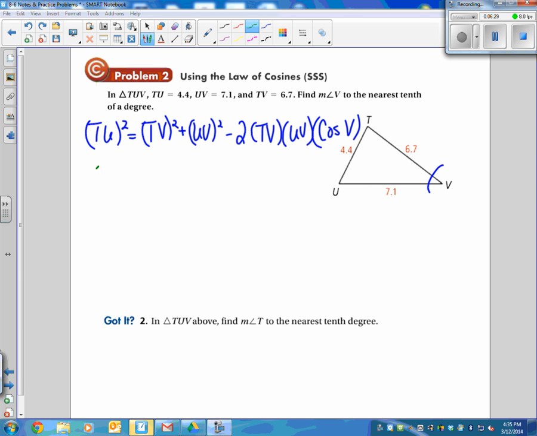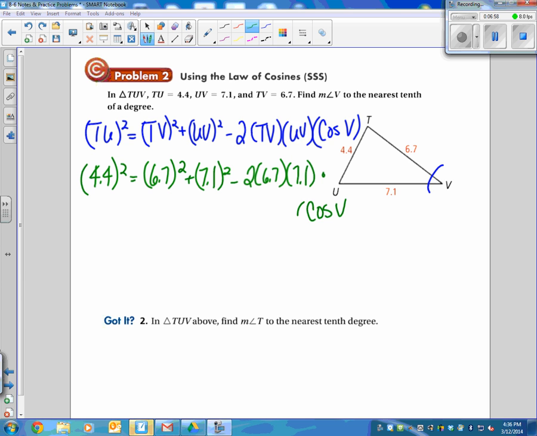Okay, and then of course we'll fill in the values that we have. So TU is 4.4, so we know this is going to be 4.4 squared. Okay, and then TV is going to be 6.7 squared. Okay, and then UV is going to be 7.1 squared, and then we minus 2 times 6.7 times 7.1 times the cosine of angle V.